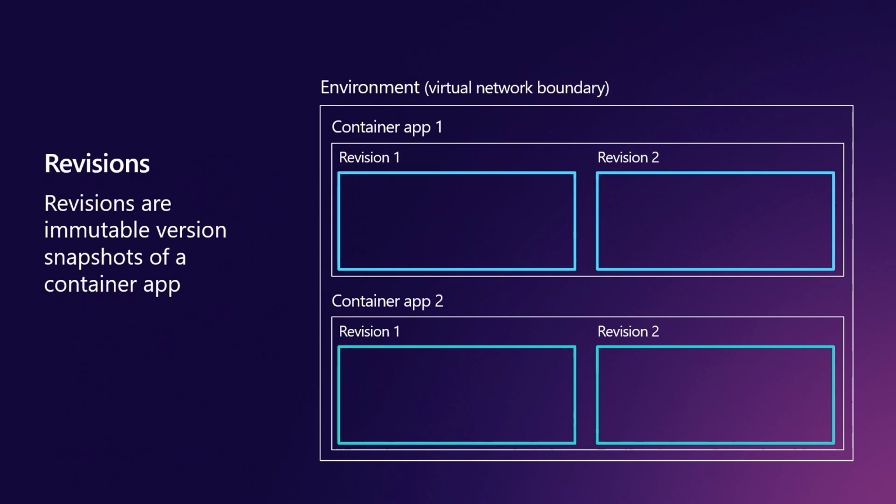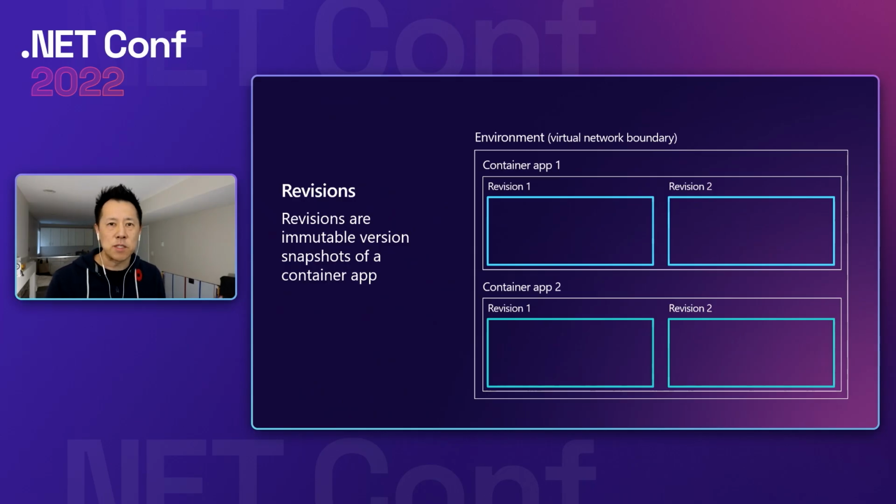And then within each app, you can create one or more revisions. Revisions allow you to test something before you make it live, or do A/B testing, or blue-green deployments. They're great for that. Typically, you would have just one revision of your app running at a time, but you can also have more than one revision running if that's better for you.